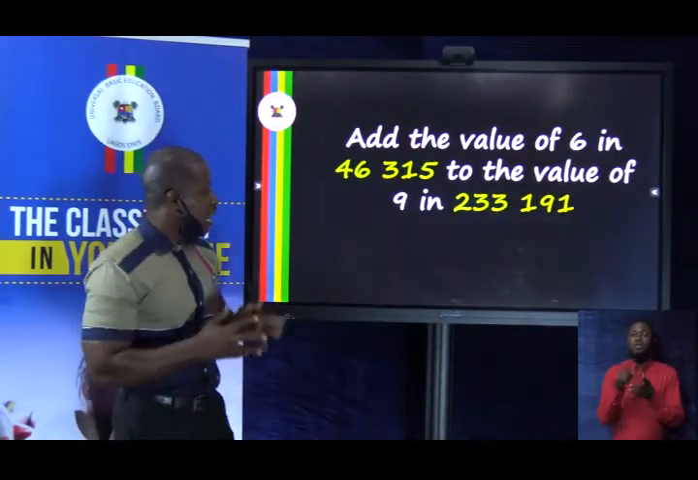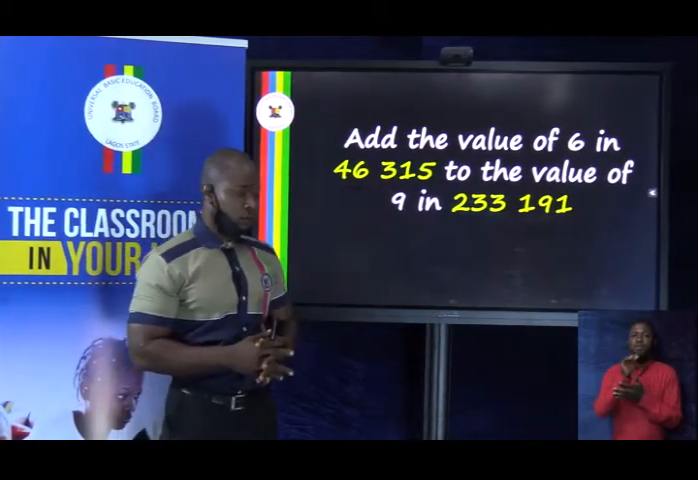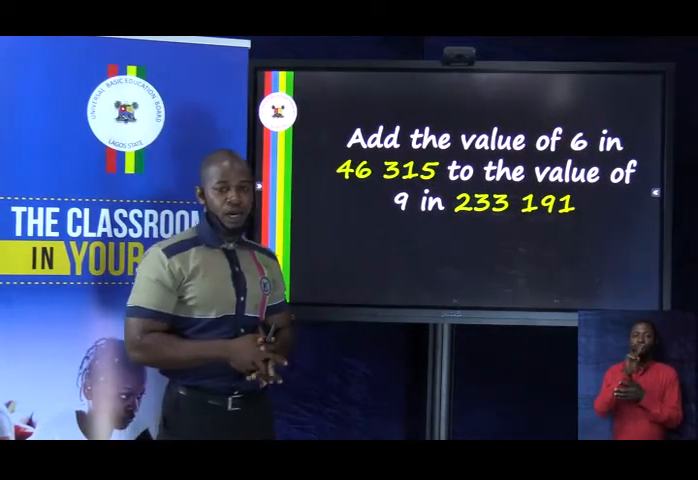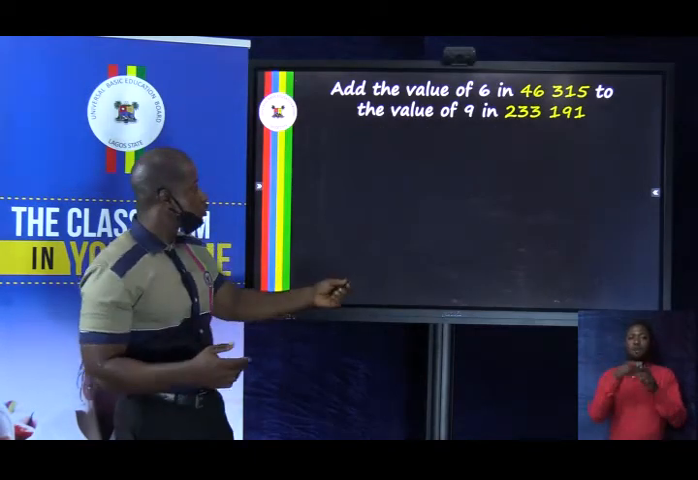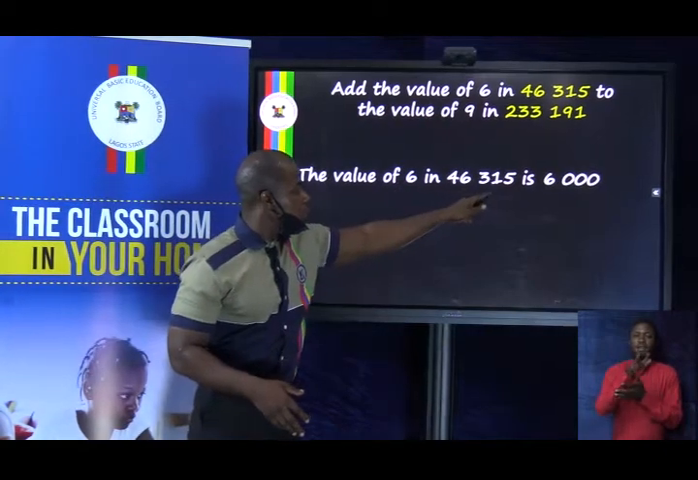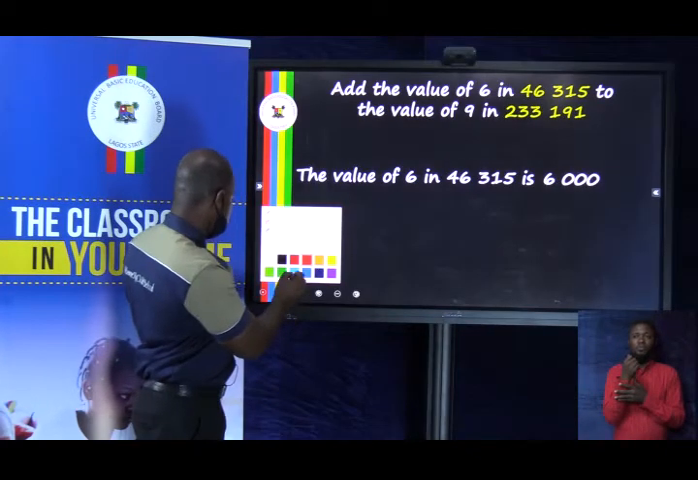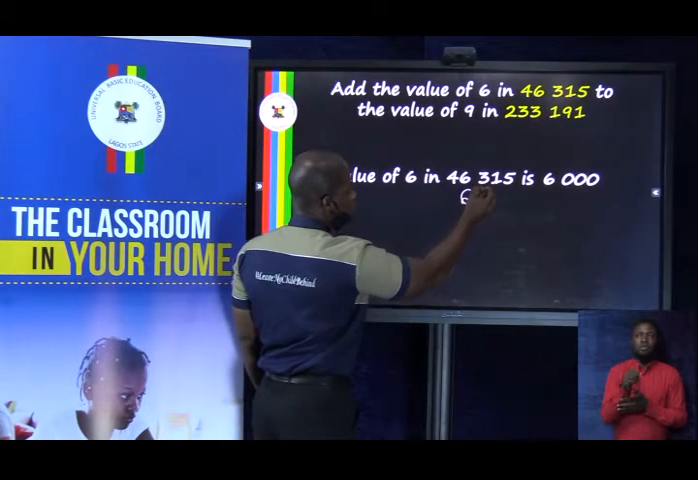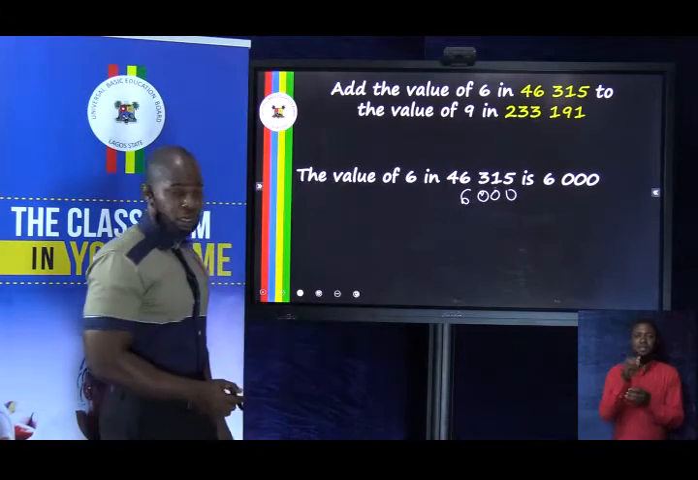Now let's see something that we can do with our knowledge of these values. This question says, add the value of 6 in 46,315 to the value of 9 in 233,191. So what we do is that we are going to bring out the values of this number. So you see, the value of 6 in 46,315 is 6,000. And why is that? Because this is 6. So if I bring it down, I'll have 6 here. Then there are 3 digits after it. That's 0, 0, 0. So that's how I get 6,000.